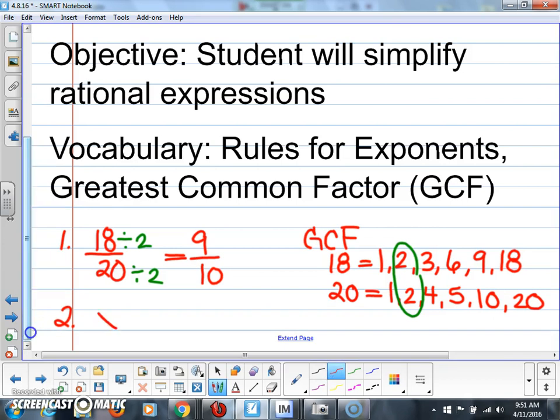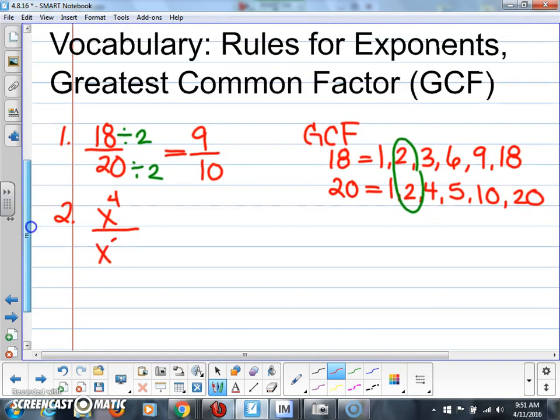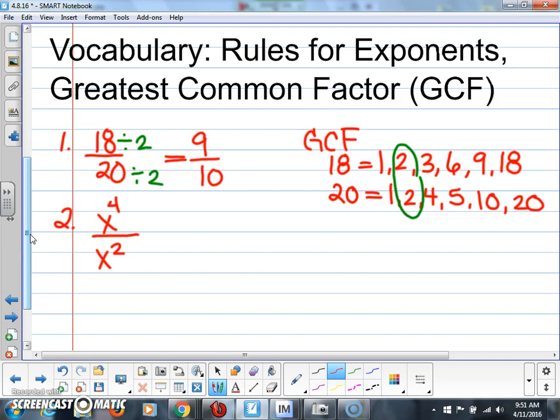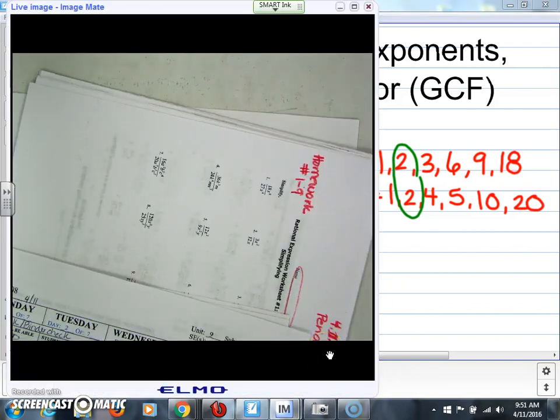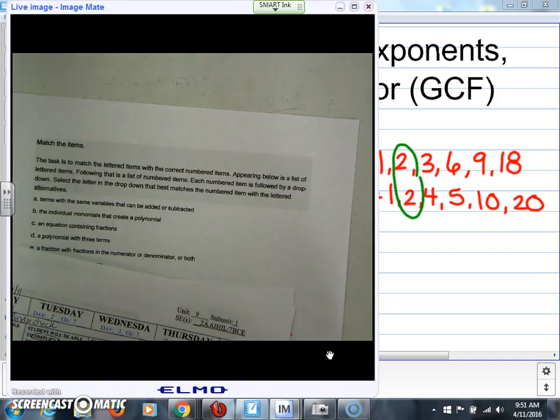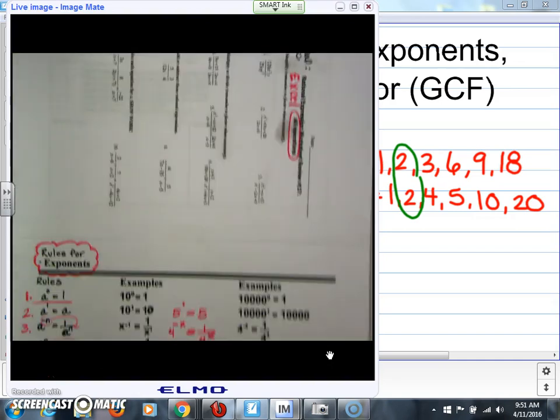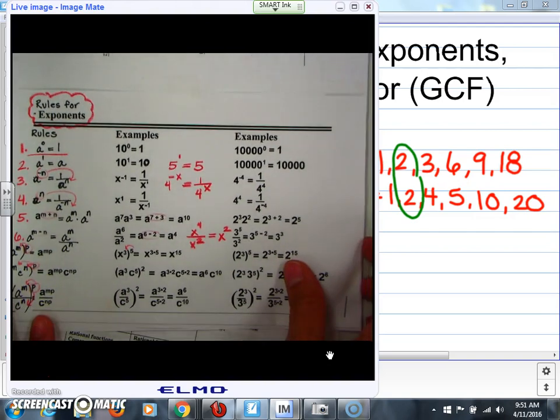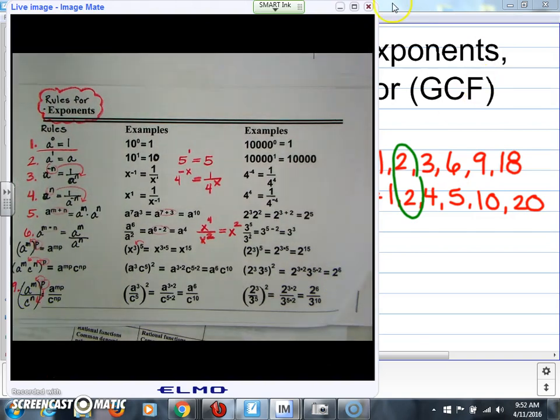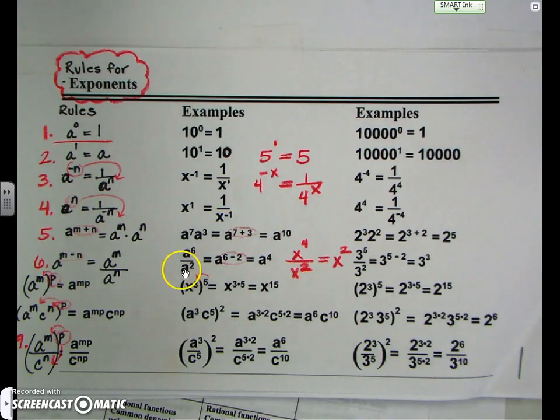If I give you x to the power of 4 divided by x to the power of 2, would I use the greatest common factor or the rules for exponents? The rules for exponents, okay? And if you look at the rules for exponents, what does it say? Okay, so take out your sheet, take out your packet, look at the rules of exponents. What are we doing in this case with our exponents? We're dividing, so what rule is that? Rule number 6. Good.